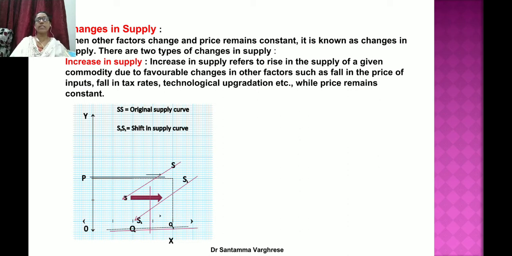You can see in this diagram in the slide two axes, x-axis and y-axis. In the y-axis, you can see P, which indicates the price, and in the x-axis, you can see Q, that indicates the quantity. SS is the supply curve, and one more supply curve you can see, that is S1, or S dash. So what does it indicate?